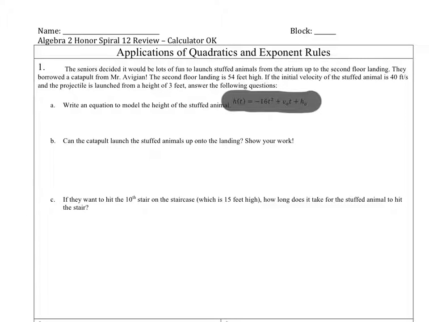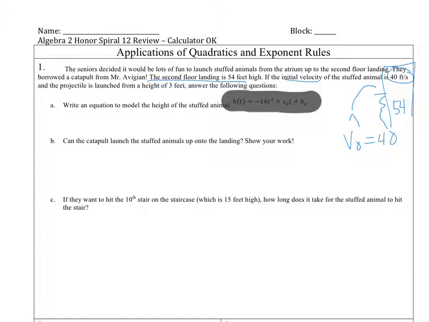In this problem, we're looking at trying to launch things from more or less the ground up onto the second floor landing. So we've got to figure out what goes where here. First thing I say is the initial velocity is 40 feet. The second floor landing is 54 feet. That's where I'm trying to end up. So that's up here. That's not how high my projectile is.